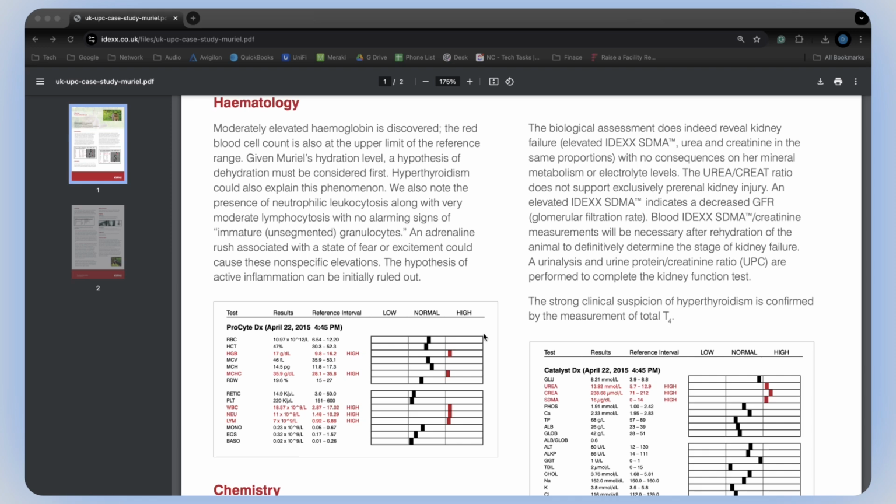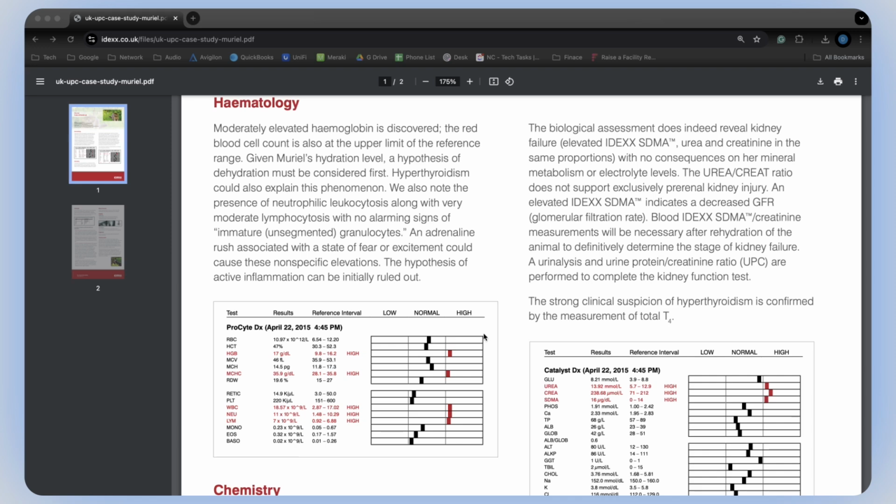And looks like the hydration levels, a hypothesis of dehydration is considered, absolutely, which we got from the skin turgor and dry mucous membranes. We could also say that hyperthyroidism could also explain this phenomenon. Remember that hyperthyroidism is more common in cats. Hypo, low thyroid hormone, is more common in dogs, but it can happen the other way.